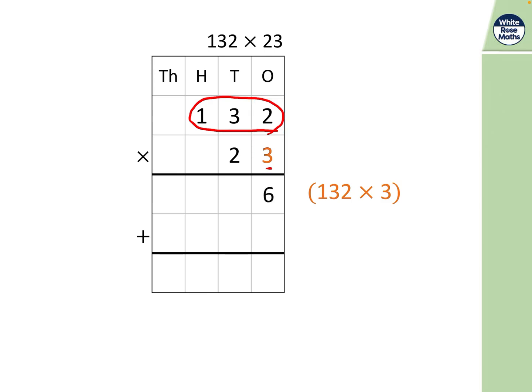3 times 2 is, of course, 6. And 3 times 30 is 90. 96. 3 times 100 is, of course, 300. Well done if you've followed me this so far.